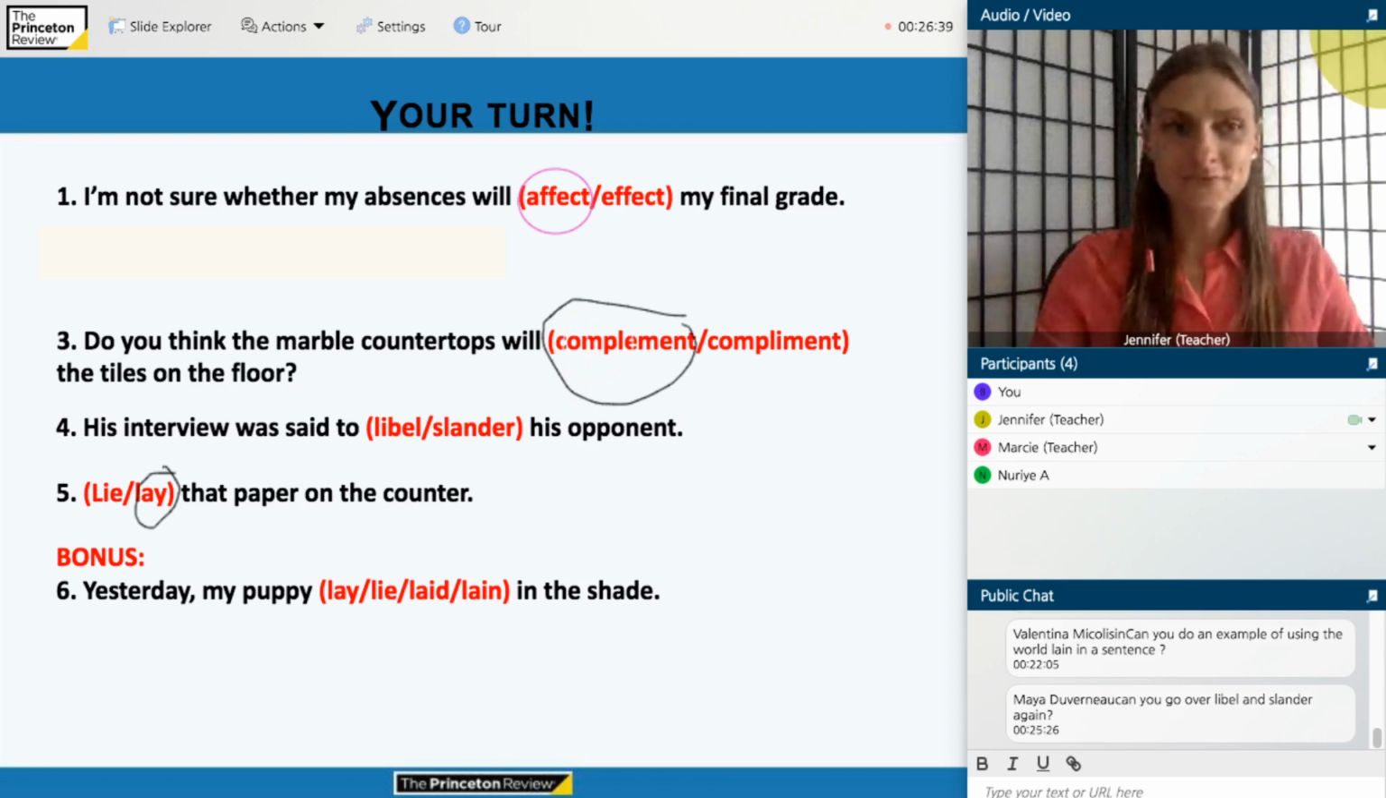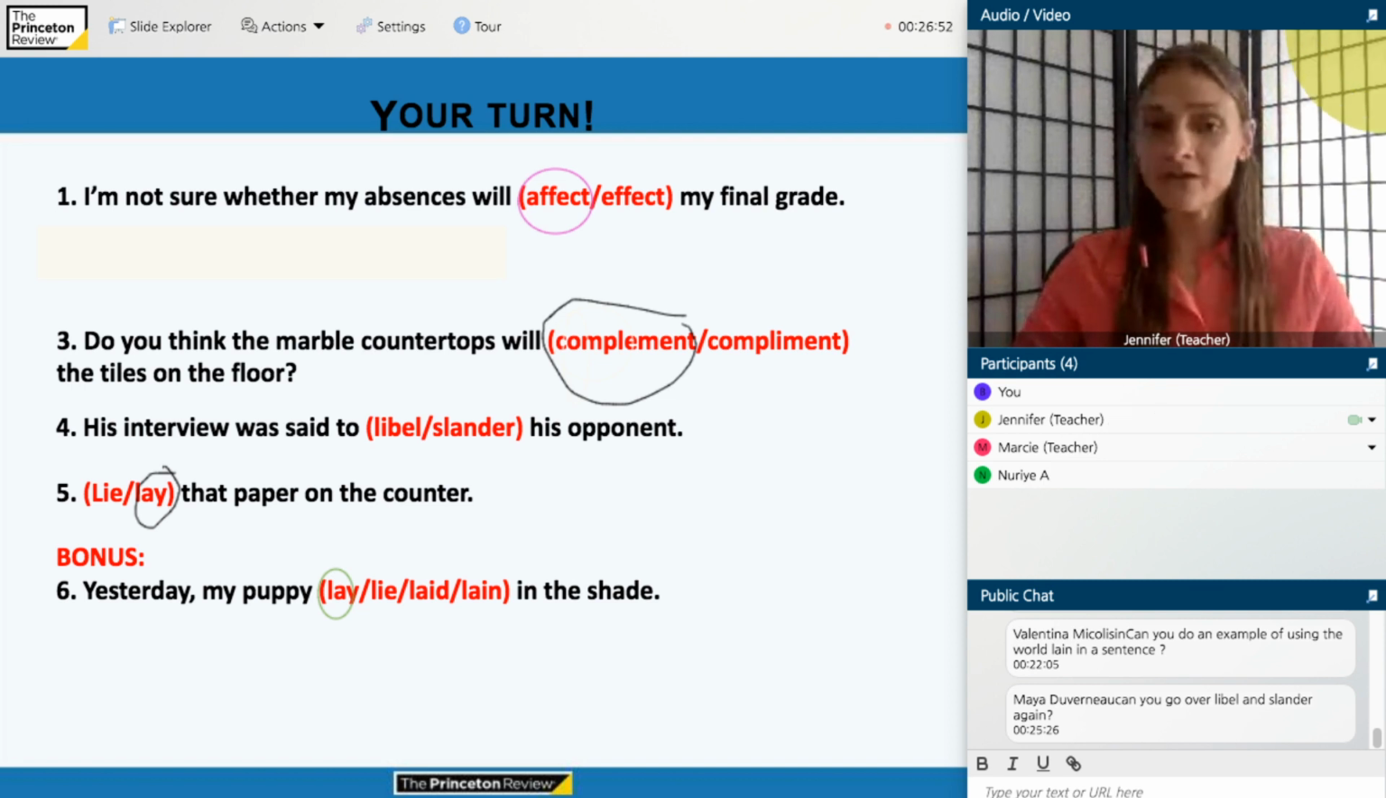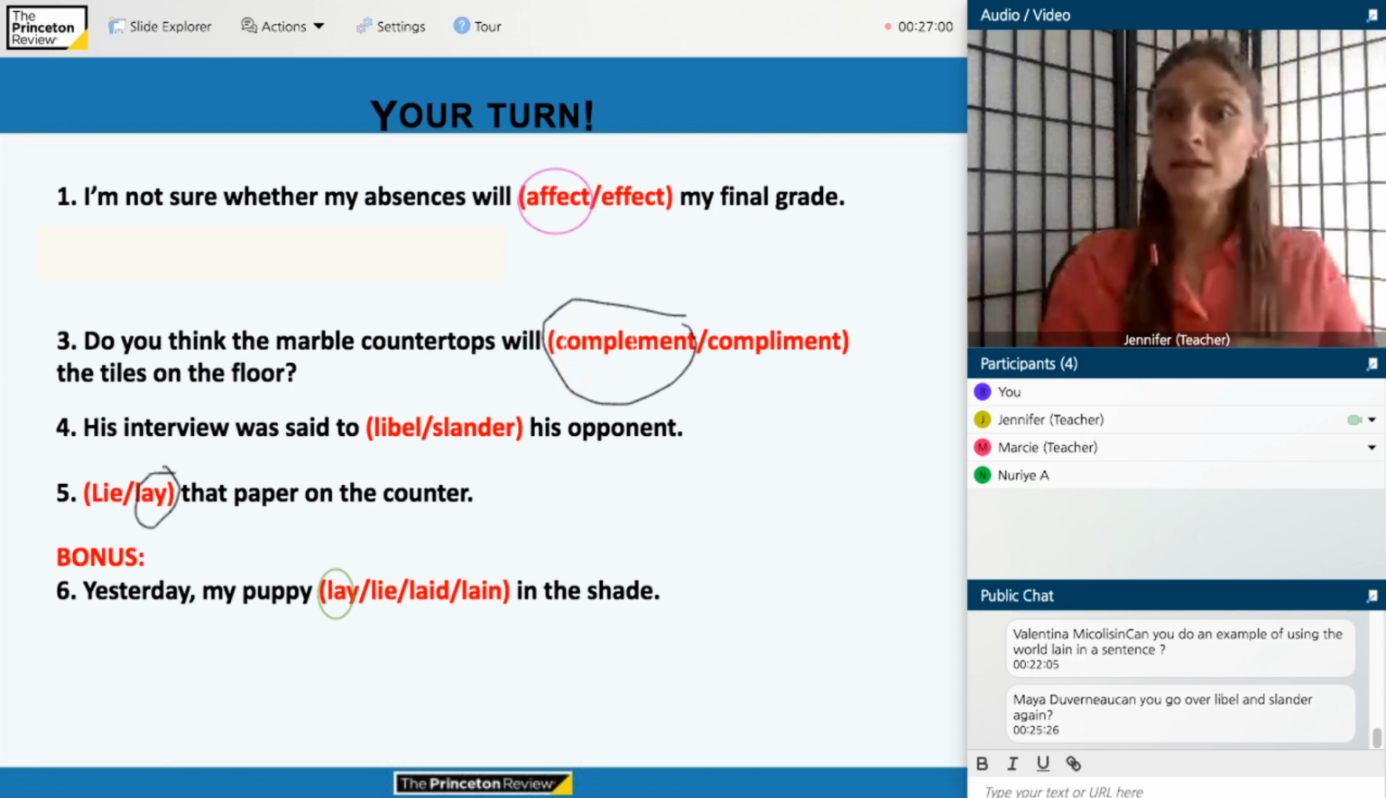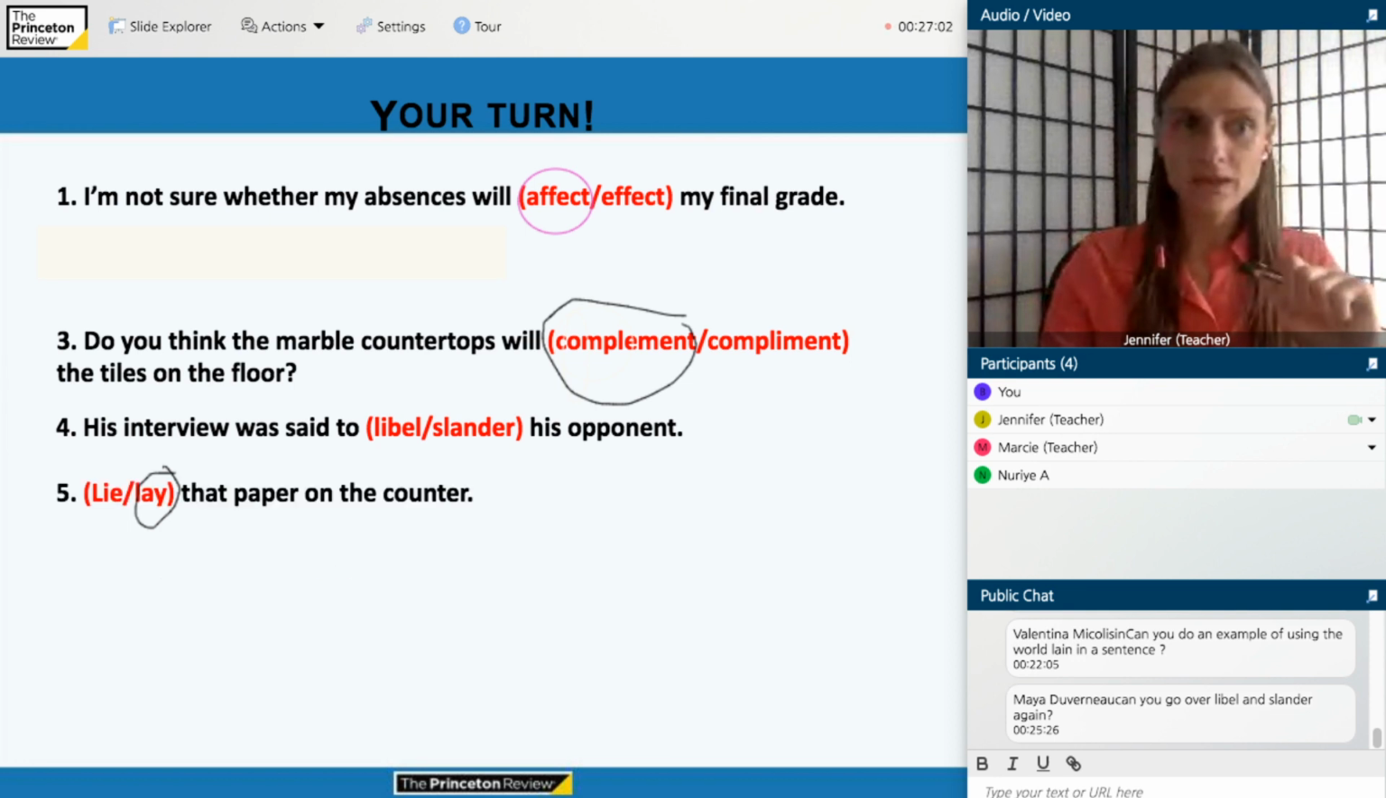Okay, so the final answer for this one is going to be lay, because my puppy lay down yesterday. And that's a good place to go back to what Valentina was asking. How can I use laying in a sentence, or what's an example of laying in a sentence? Okay, so let's jump back and take a look at that chart again so you can have it all in front of you.